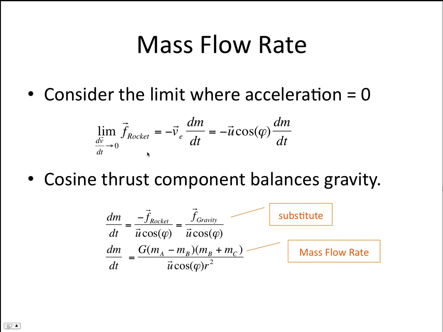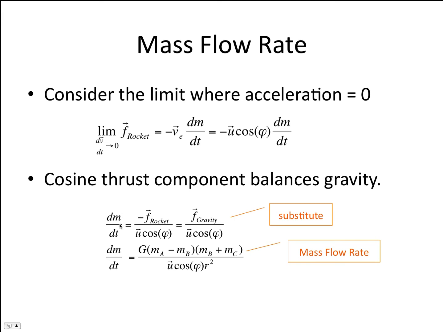So if the acceleration is zero or approaches zero, then the only thing left for the force of the rocket is the effective velocity of the rocket times the mass flow rate, which is just the velocity of the exhaust diminished by the cosine times the mass flow rate. Well, this force of the rocket equation we can bring down here.